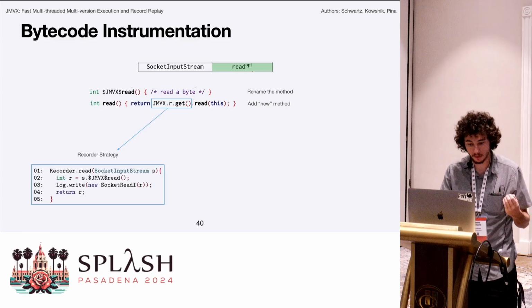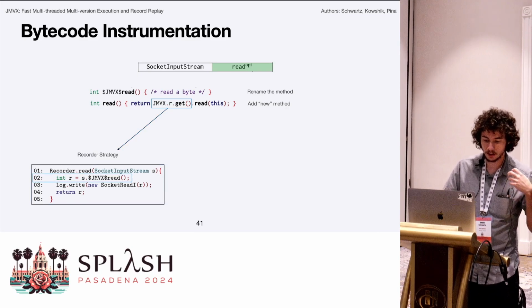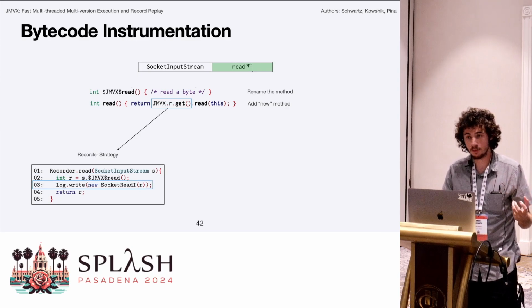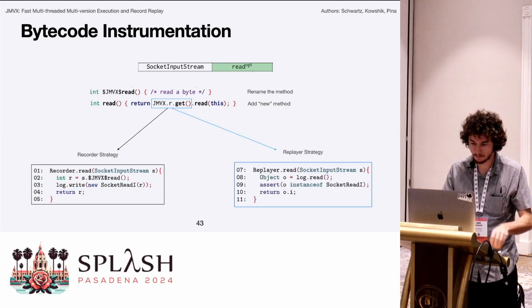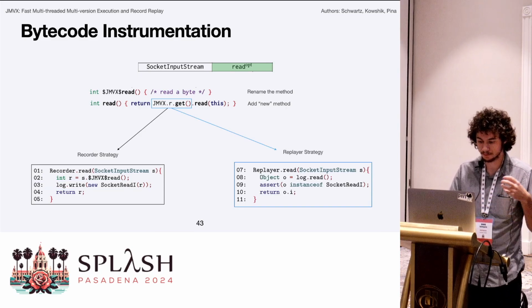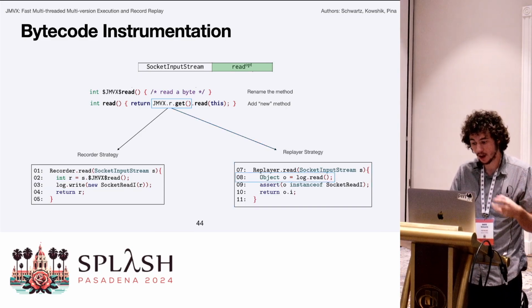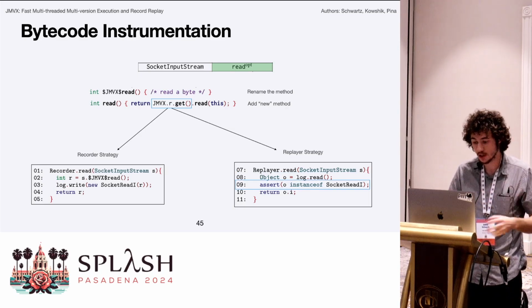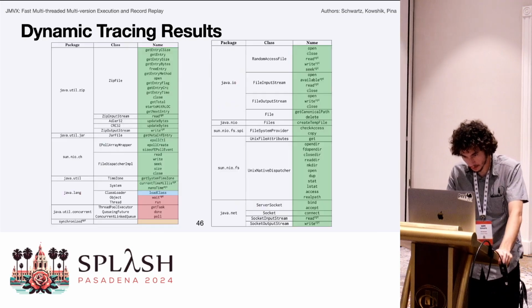So for record replay, the recorder will call the underlying implementation to read data from a socket, log the fact that we read some data from the socket, and then return. Whereas the replayer strategy will read data from a log file, assert that this is the operation that should have occurred and that we haven't diverged, and also return. So that's how we handle all the methods that are in here in green.